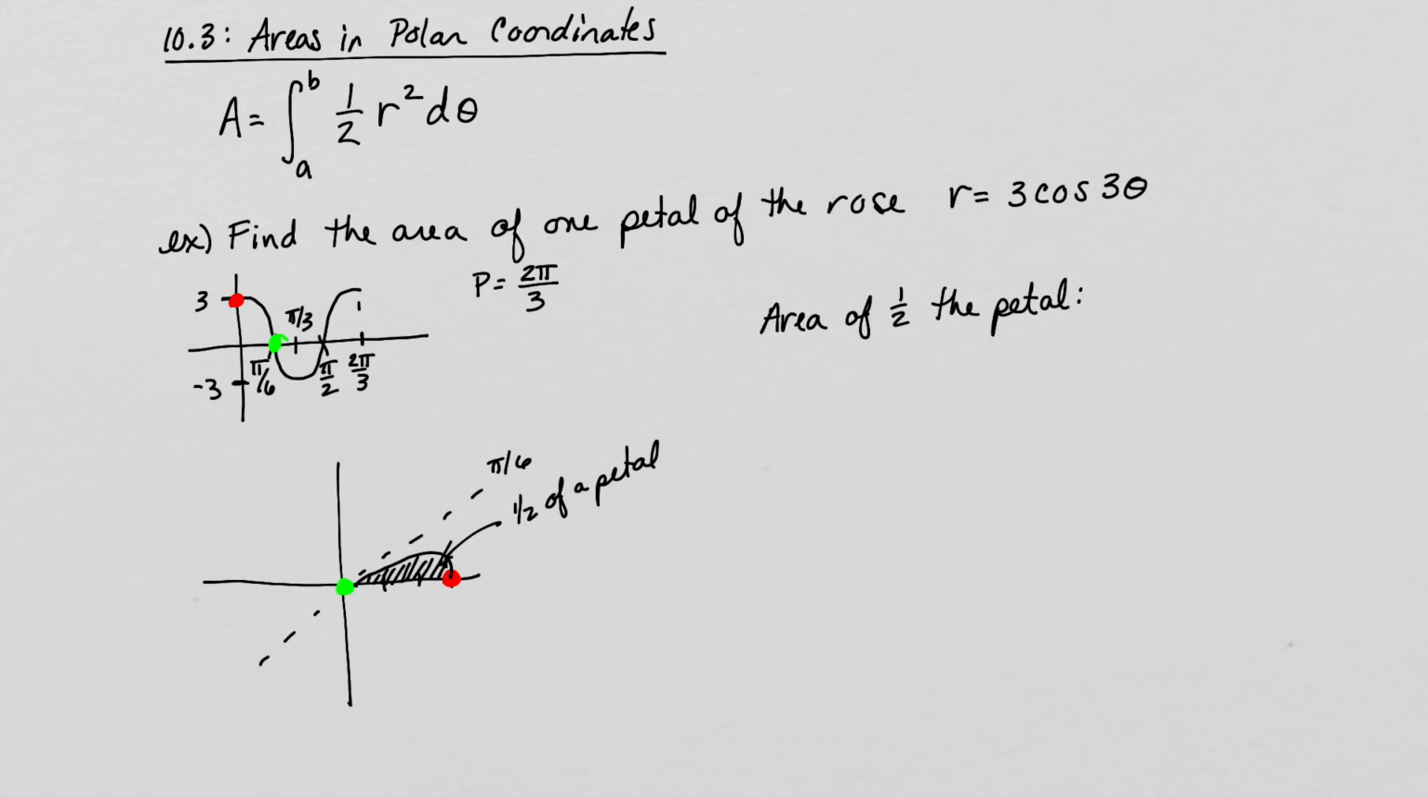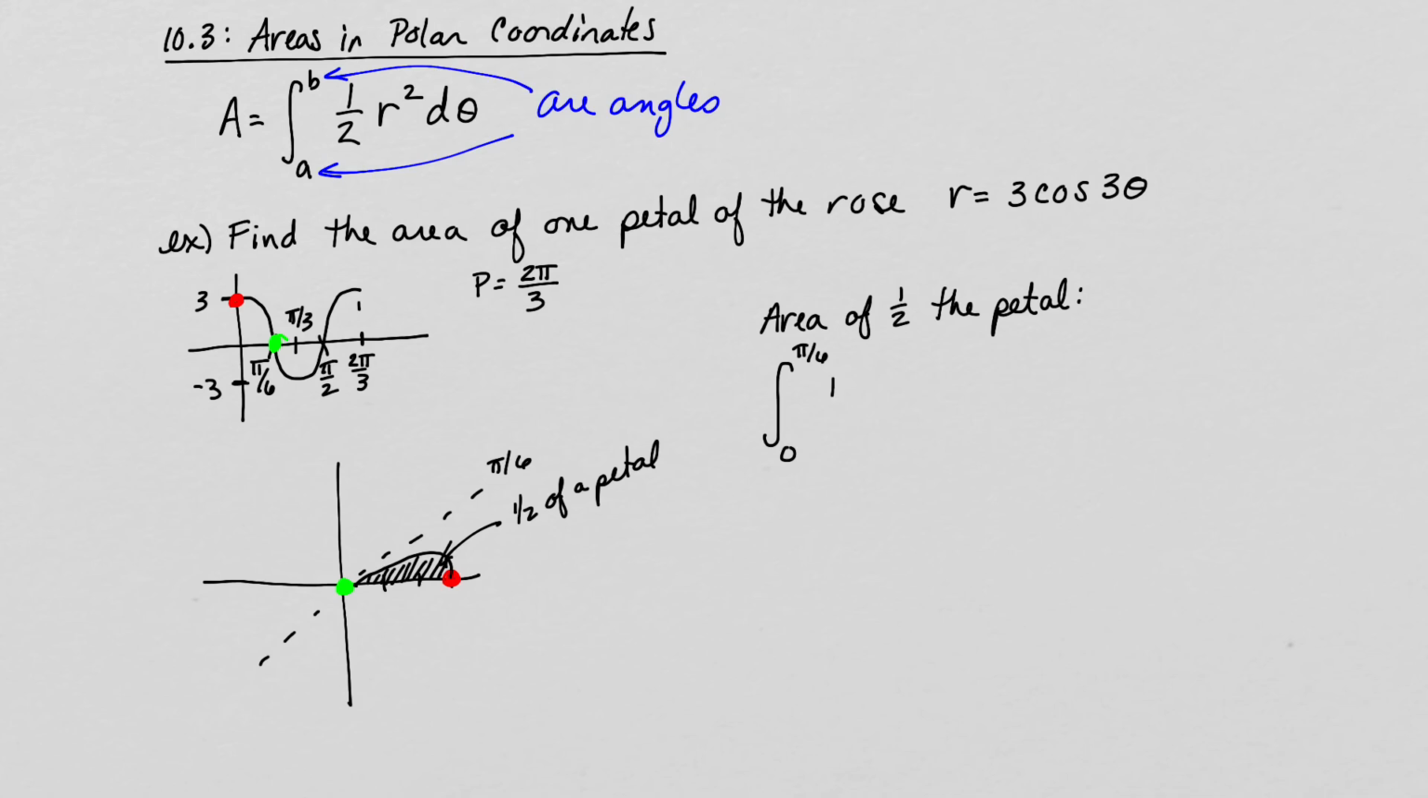Okay, so to find the area, all we're going to do is plug into our formula here. I should have really said this when I wrote this formula, but A and B here are angles, right? I'm doing d theta, so we're talking about going from one angle to another angle. So to get this petal down here, what angles did I go from? I went from what angle to what angle? Yeah, I went from angle 0 to angle pi over 6.